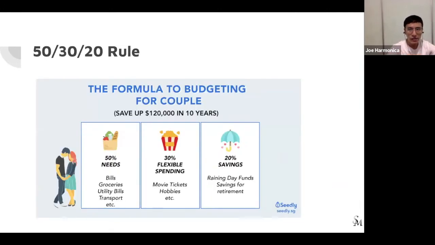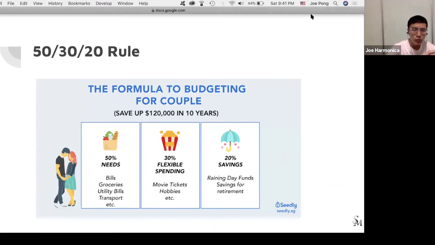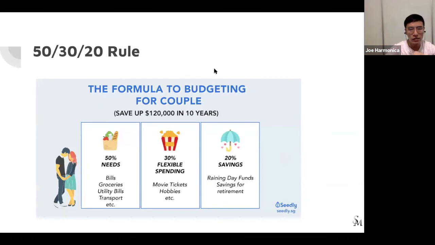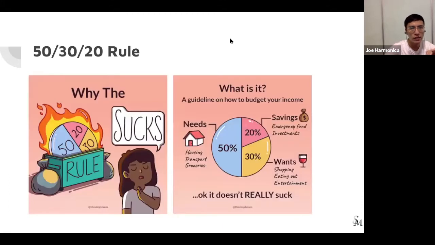Here is from Sidley, and this is actually quite a popular starting guide for a lot of beginners to plan their monthly cash flow and their monthly expenses to saving ratio. Okay, so here we have the 50, 30, and 20 rule. 50% of needs, 30% of flexible spending, 20% of saving, which is your rainy day funds. But I don't like this version of the 50, 30, 20 rule, and I will tell you why in these slides.